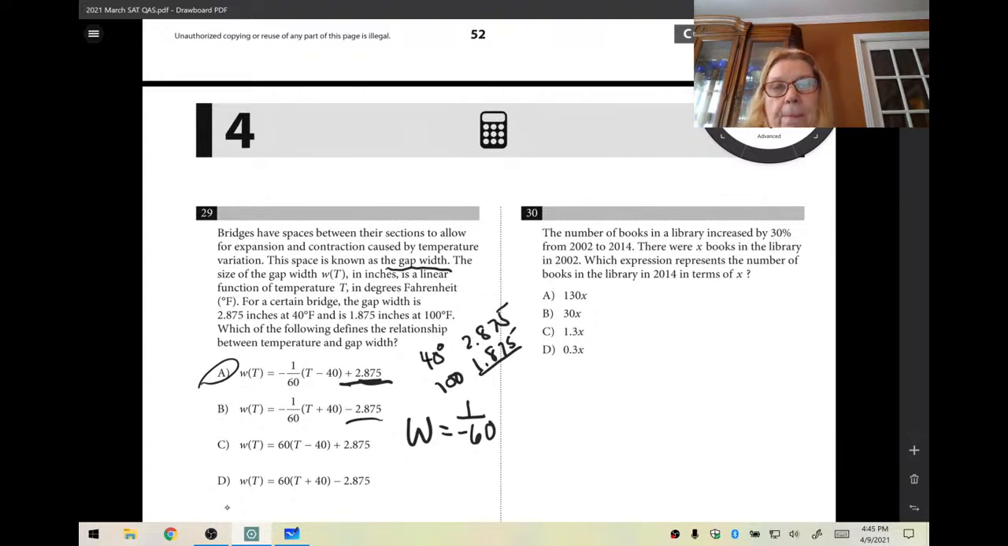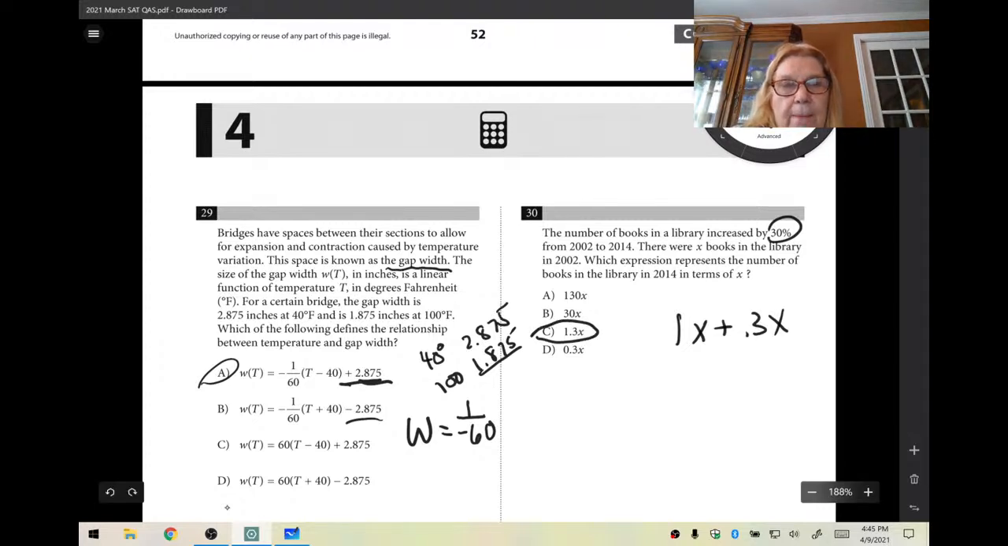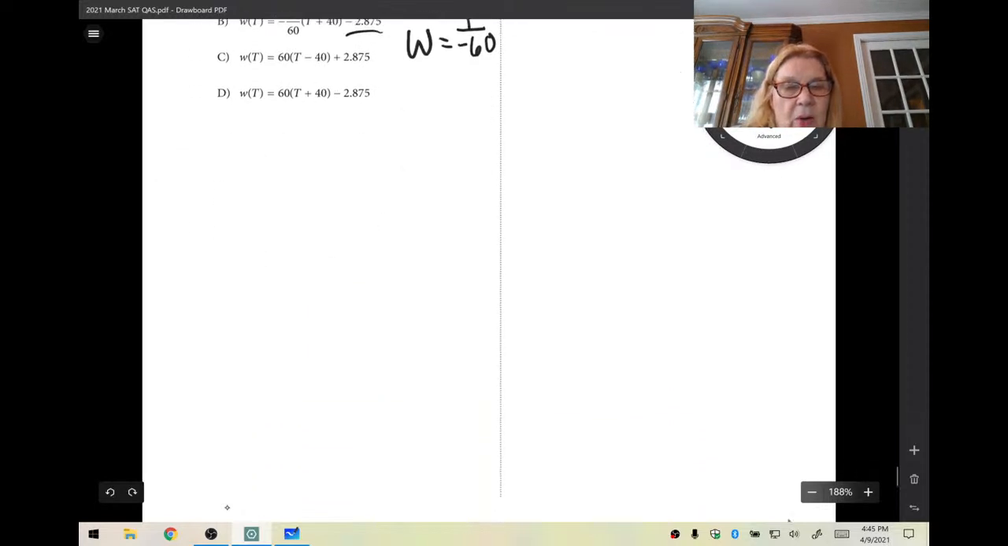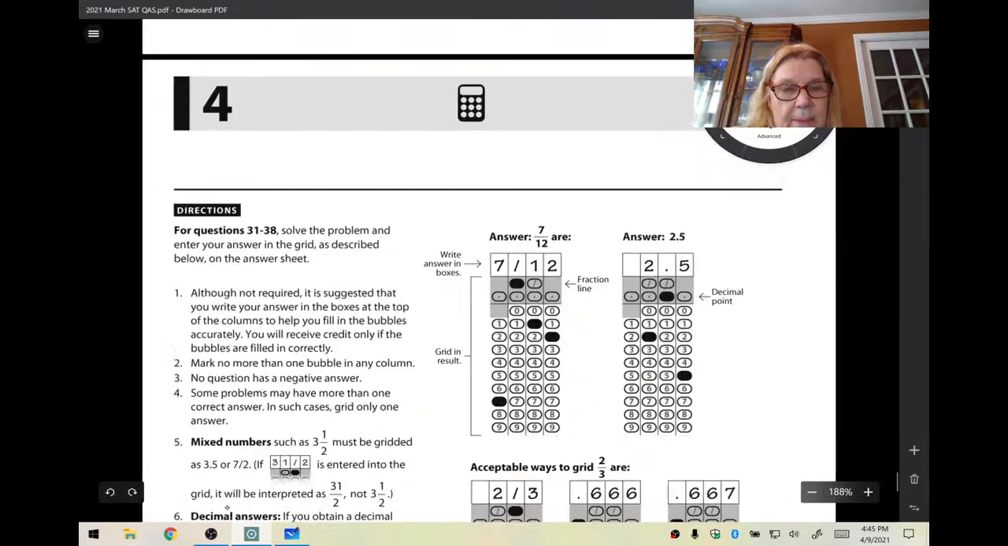And 30. So we're increasing the books by 30%. So if there's X books, that's 1X, plus we're increasing by a 0.3X. So that's not so bad for a really hard one. The answer will be C. And now, are we going on to the grid-ins? Yes.